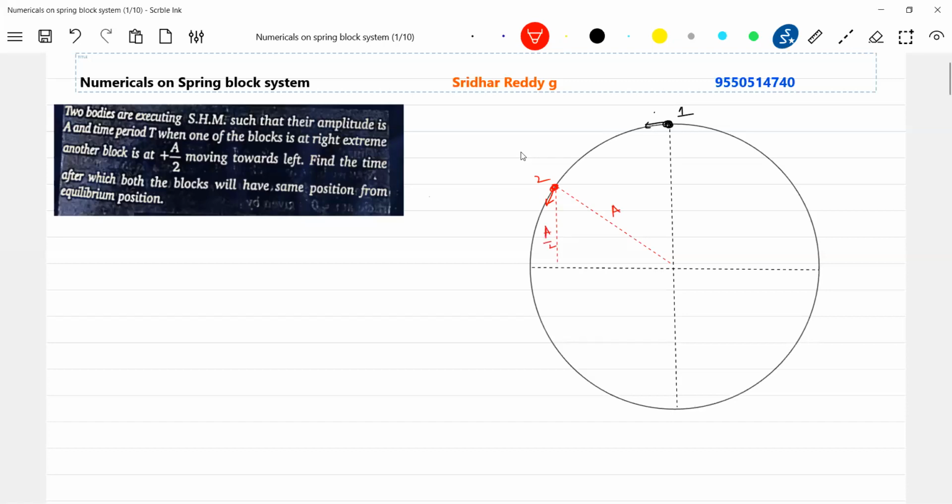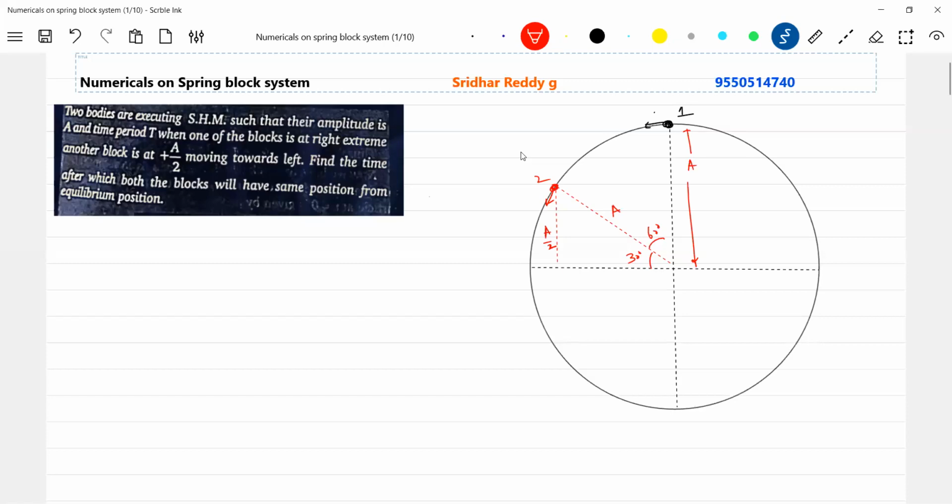Okay, this is a by 2, no? So how much is this angle? I think straight away I can write 30 degrees. This is 60. Keep this in hand. Now both have the same time period. Okay, let's get into the calculation part.